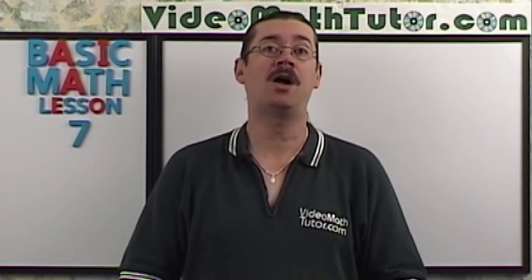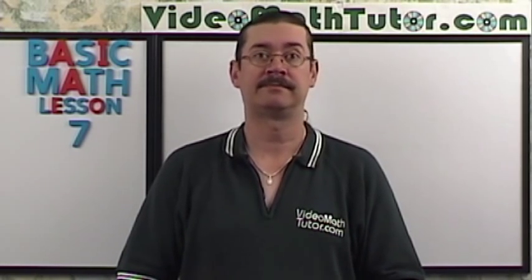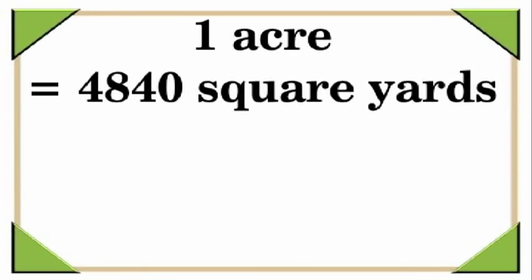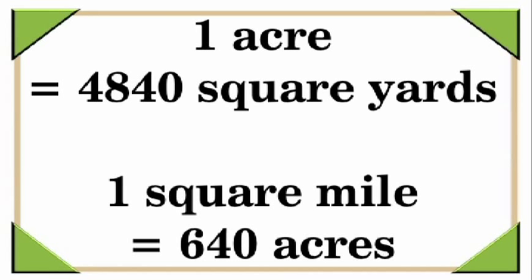Now here are a couple other units of measurement we should know. 1 acre is equal to 4,840 square yards. 1 square mile is equal to 640 acres.